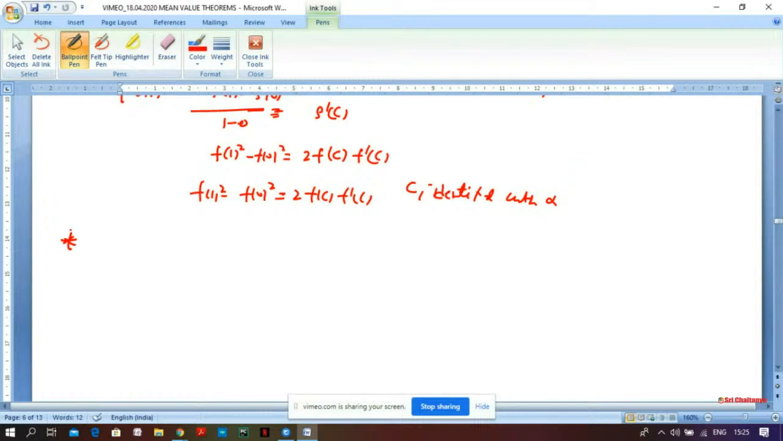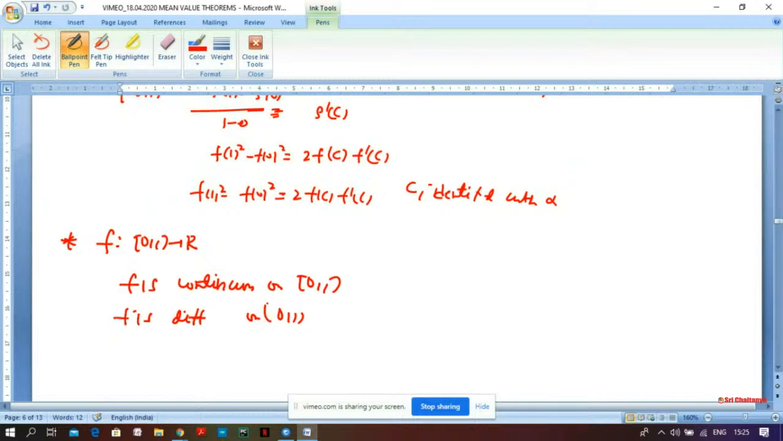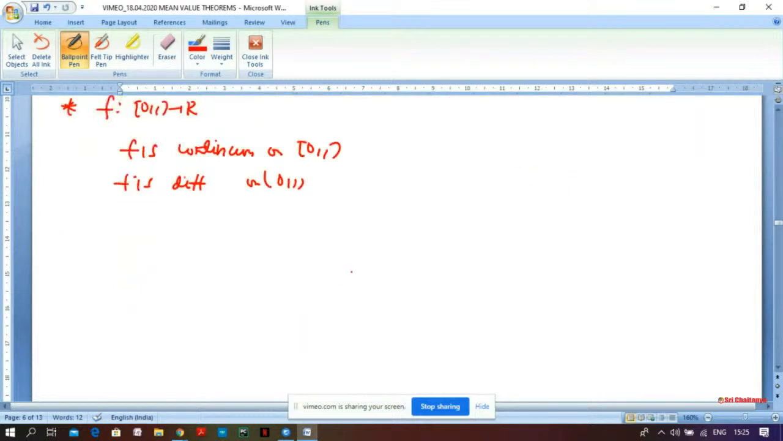If we think of some more applications, it is like this. Again, f from [0,1] to R is a function continuous on [0,1] closed, and f is differentiable on (0,1) open. These two are there. And given f of 1 is 0, you want to prove there exists c that belongs to (0,1) such that c times f prime c plus f(c) is 0.